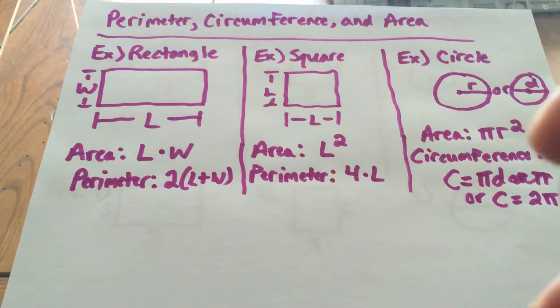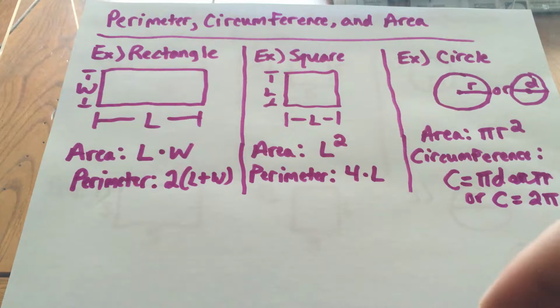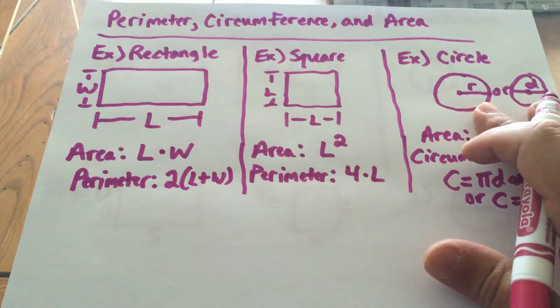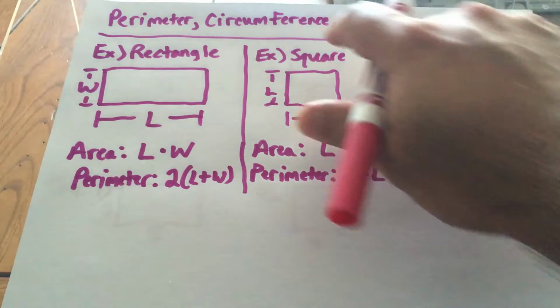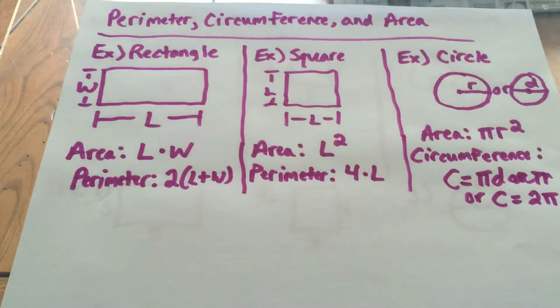Okay, so today we're talking about perimeter, circumference, and area. Those are three things that you need to know. Notice that the perimeter is what happens when we add up all the sides of a particular shape. But since a circle doesn't have sides, they give the perimeter for a circle a fancy name, and they call that the circumference.